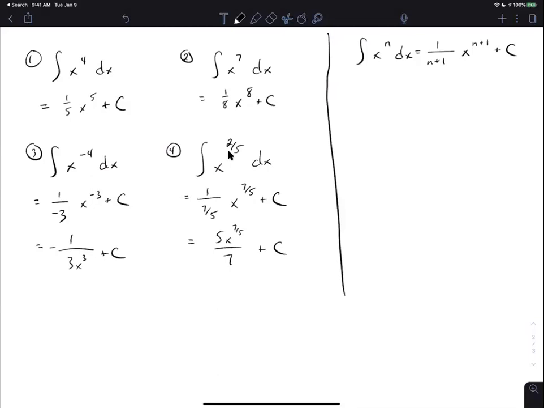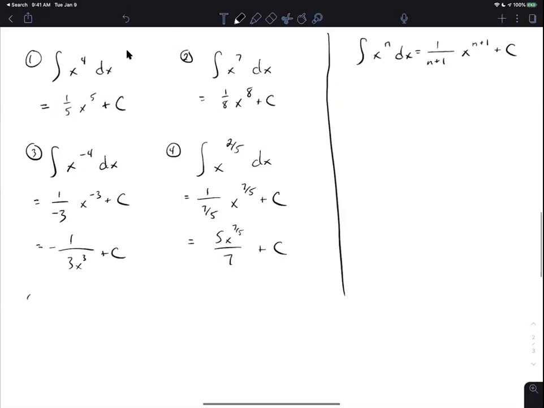That's good. Okay, so this works when it's x to a positive integer. It works when it's x to a negative power. It works when it's x to a fraction. Does it ever not work when it's x to a power? Are there any cases where this does not work? The answer to that is yes. Yeah, Jordan, when n is -1, I get what you're saying. So when n is -1, this doesn't work.